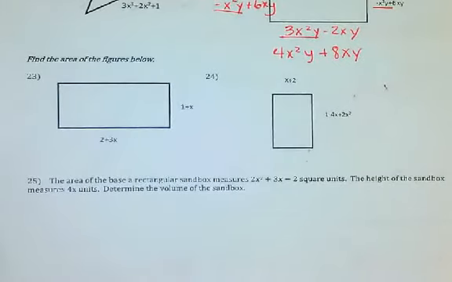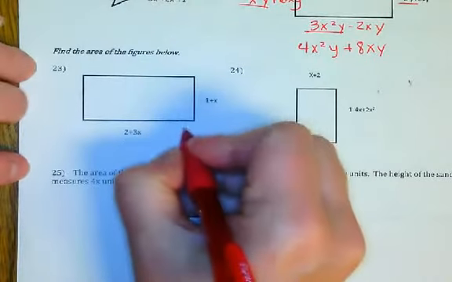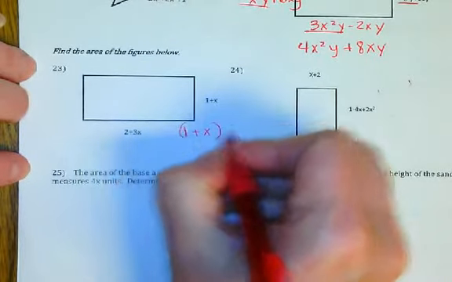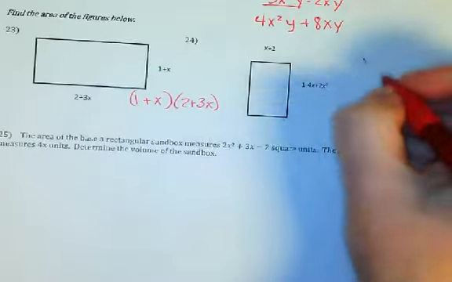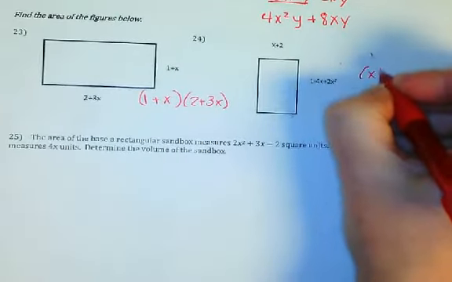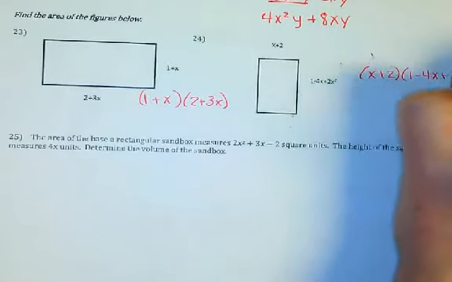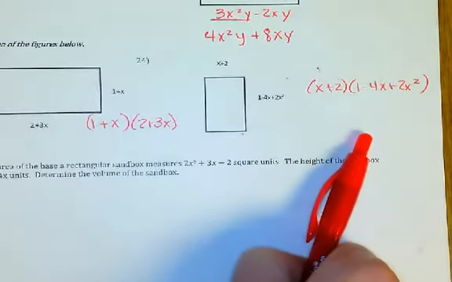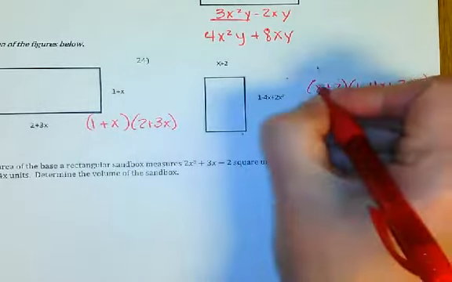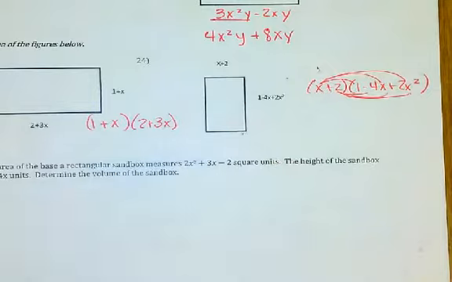Okay, this one's area. So with this one here, you're really just multiplying the length and the width. This would be a basic FOIL one, so you would just do 1 plus x times 2 plus 3x. And then this one over here would be x plus 2, and then 1 minus 4x plus 2x squared. So this is the same idea of what we did on the front with multiplying polynomials. Just make sure you multiply everything, and then you just combine like terms. So check the answer key for those answers.